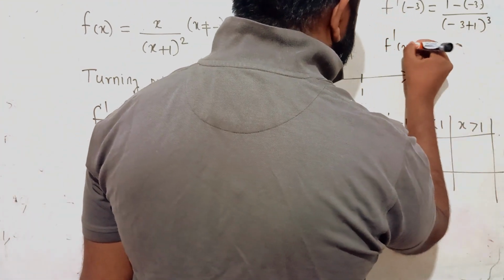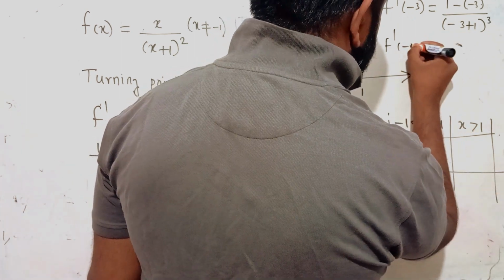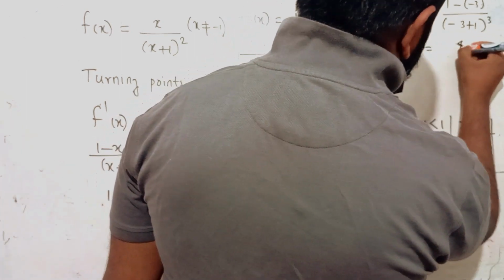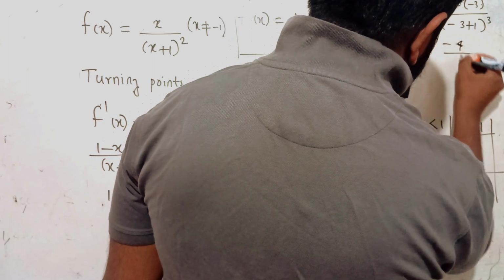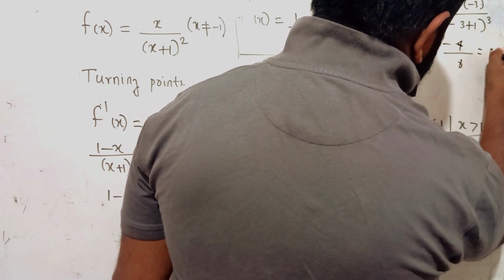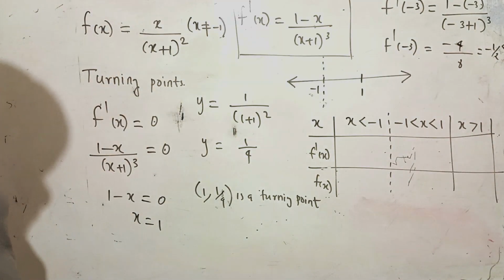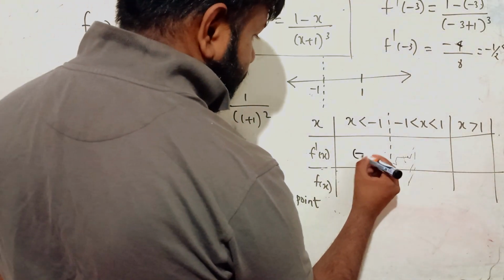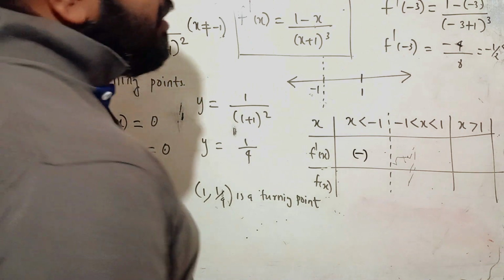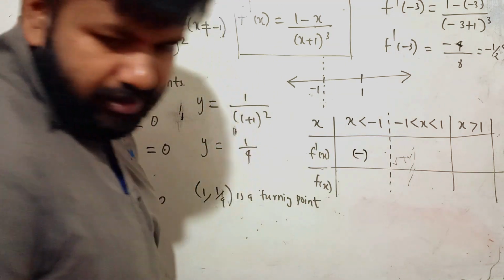So f dash minus 3 is equal to 4 over minus 2 cube, minus 8, that is minus half, smaller than 0. That is negative. So in this region, f dash x is negative.